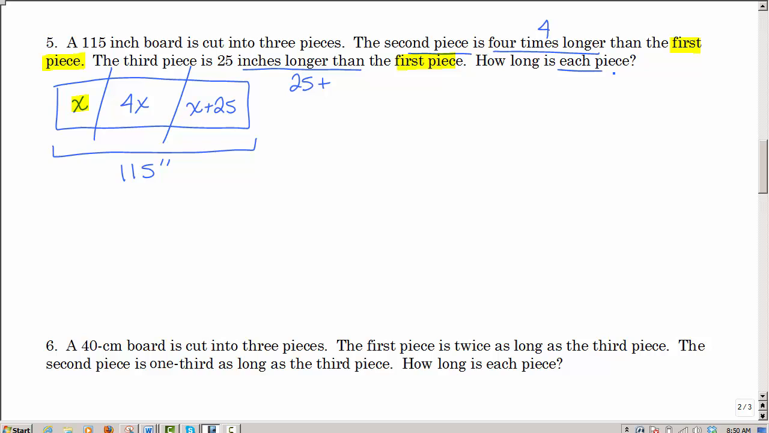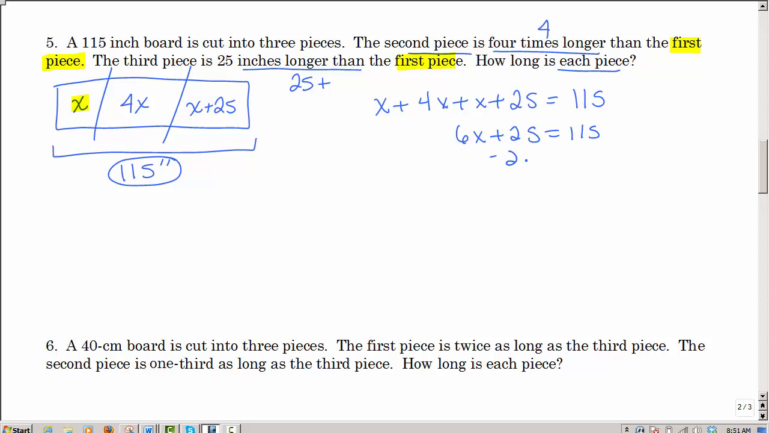How long is each piece? Well, how do we get that equation? Well, it's knowing that the whole length is 115 inches. Meaning if I add up all 3 pieces, that will equal 115. So we want to collect like terms, solve for x.